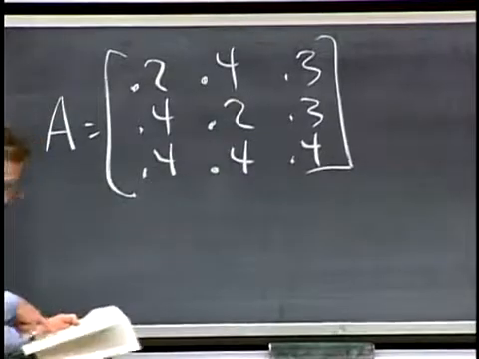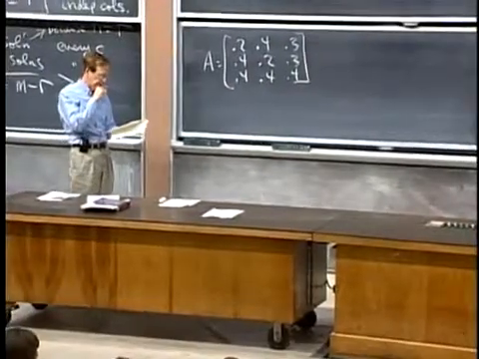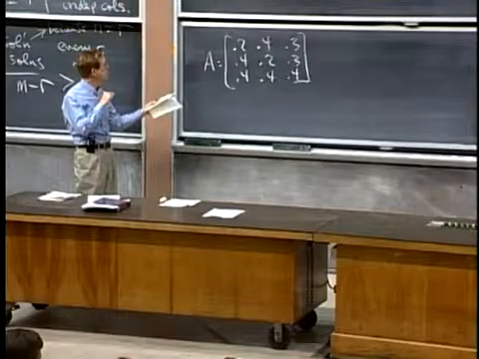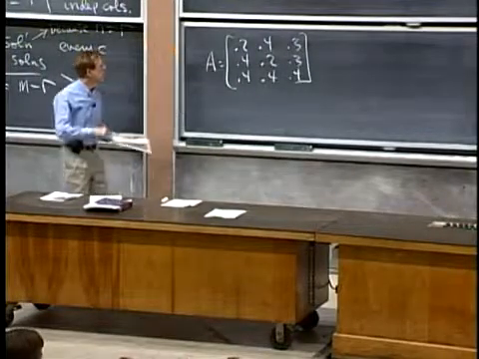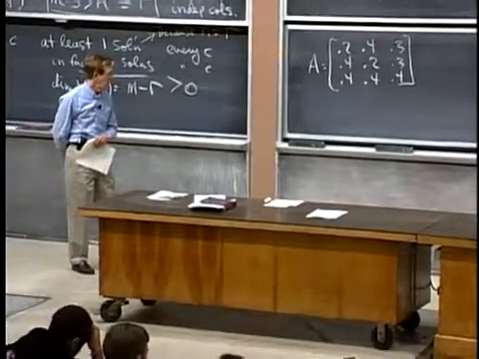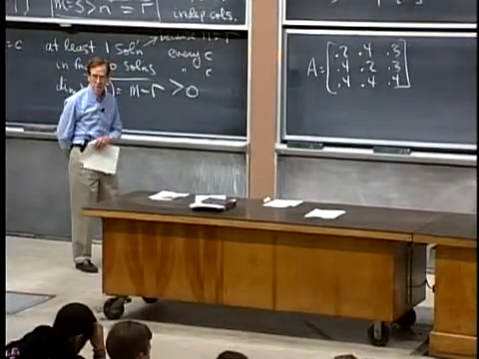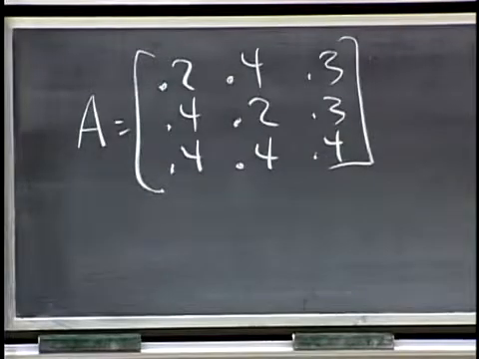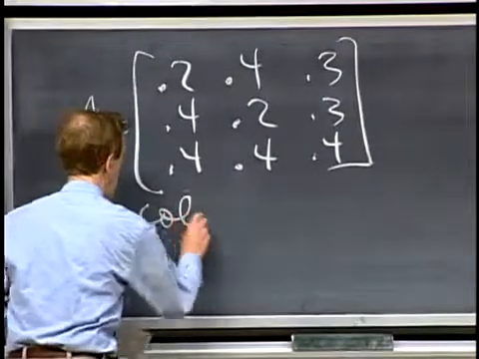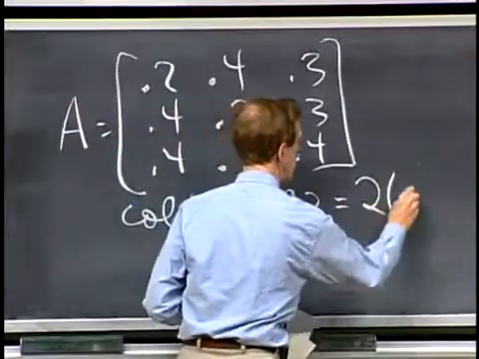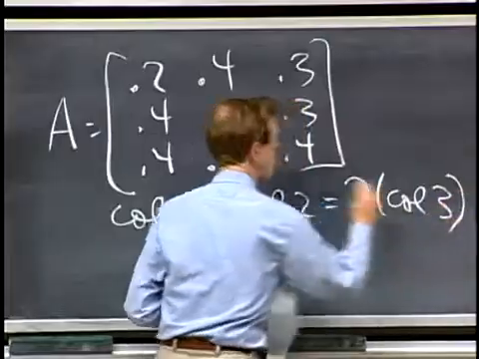Let's see. It helps out to notice that column 1 plus column 2. What's interesting about column 1 plus column 2? It's twice as much as column 3. So column 1 plus column 2 equals 2 times column 3. I put that in there. That's an observation.